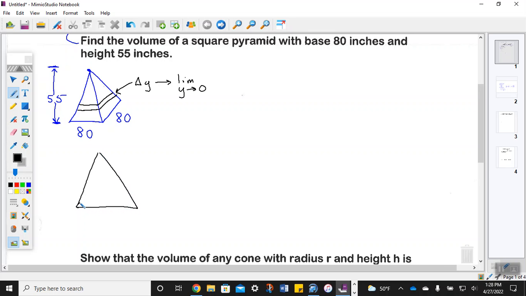Okay. Here's what I want you to do. Draw your triangle. What's this length down here, kiddos? 80. Okay. It is 80. And we know the height here again is how much, kids? 55.